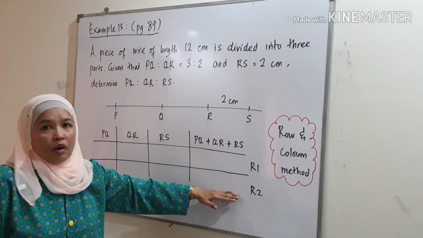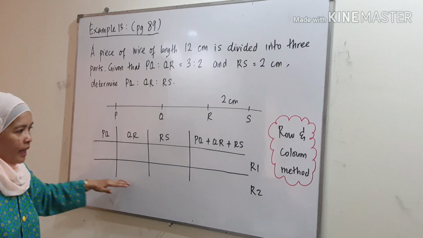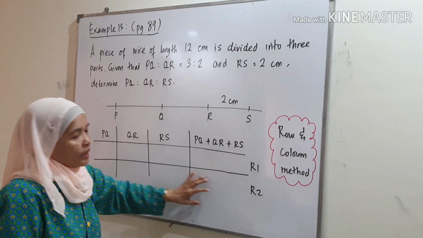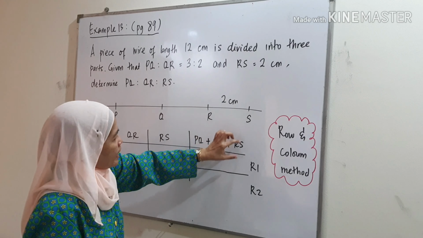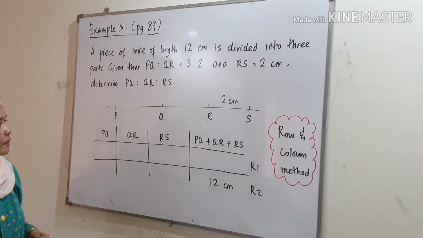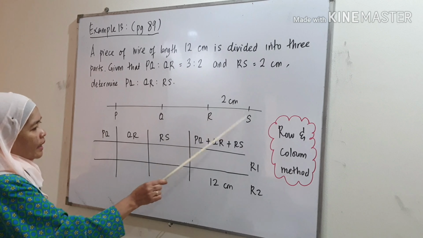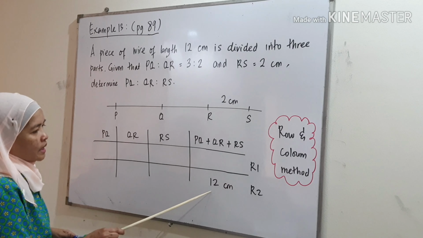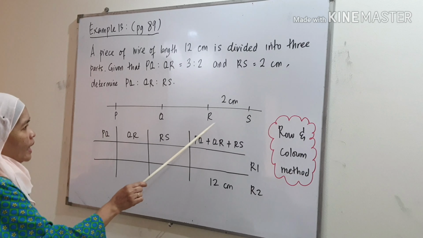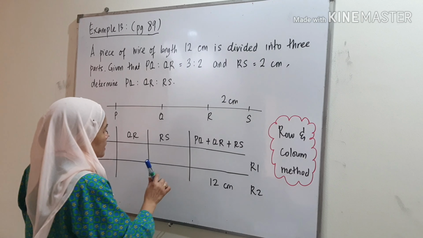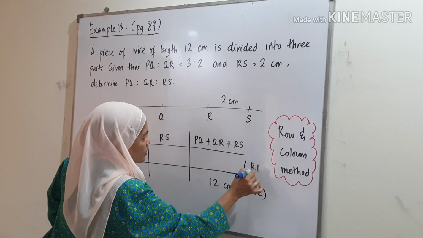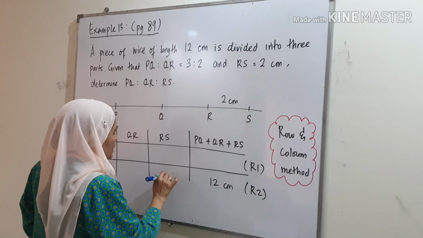So R2 is the original one and R1, row 1, is for the ratio. Row 2 is for the original value. So the original value is 12 cm. PQ plus QR plus RS, the real value is 12 cm. So RS, the real value is 2 cm.